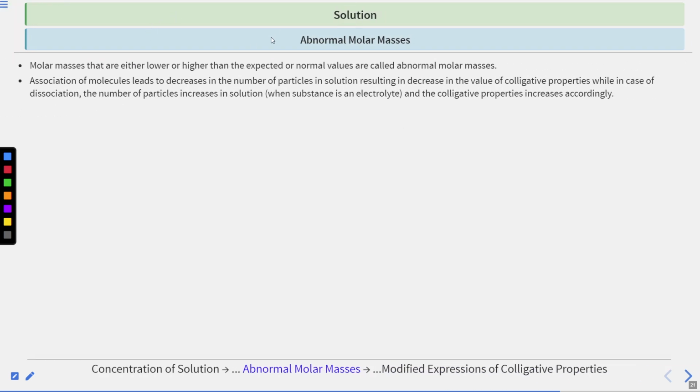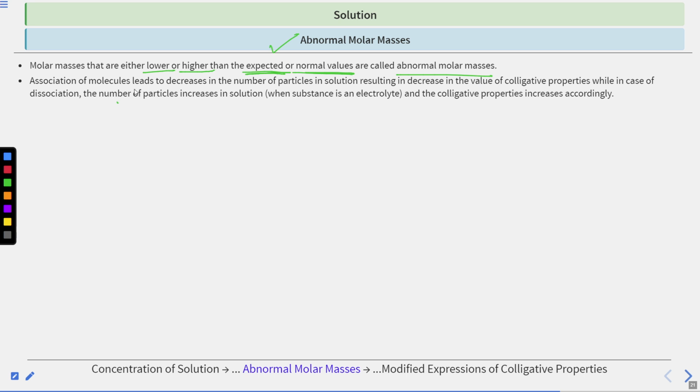Now, abnormal molar masses. Molar masses that are either lower or higher than the expected or normal values are called abnormal molar masses. In day-to-day life, we also use the word abnormal when something unusual happens. When we expect a normal value, but the molar mass that comes is either higher or lower than that, then it is called an abnormal molar mass.